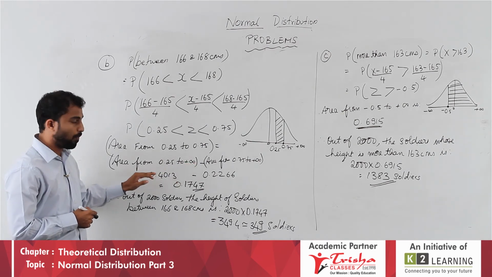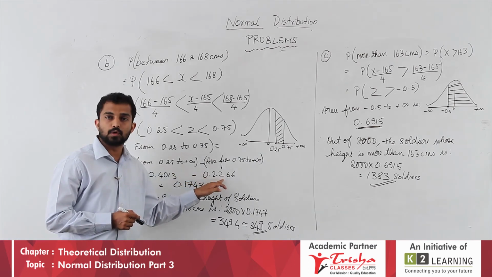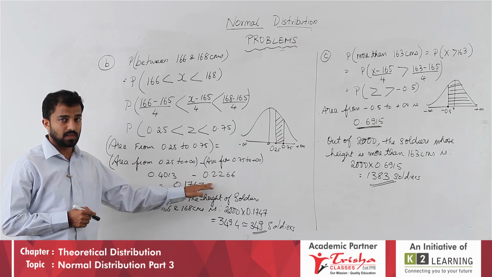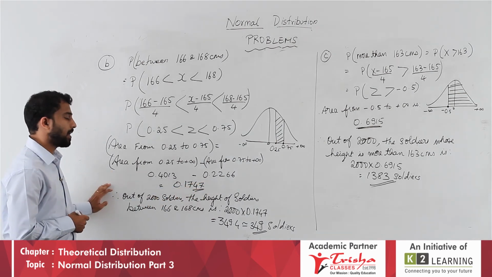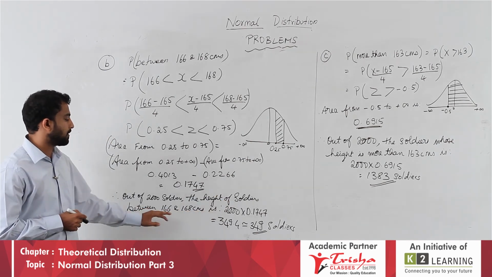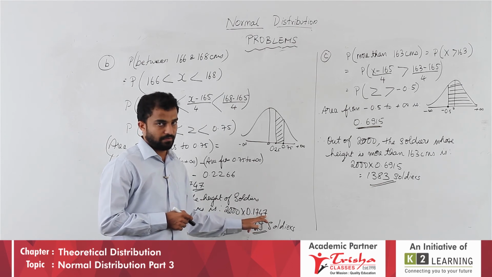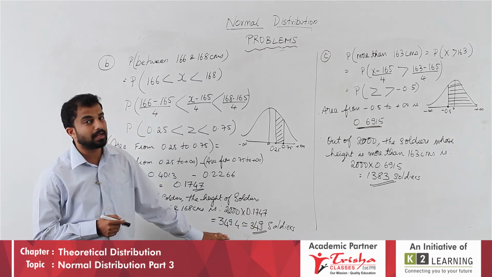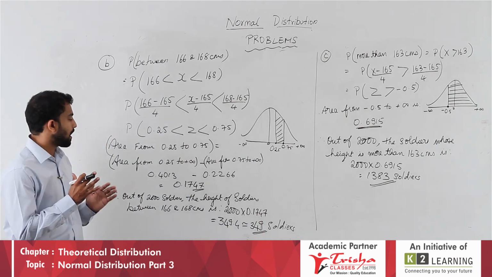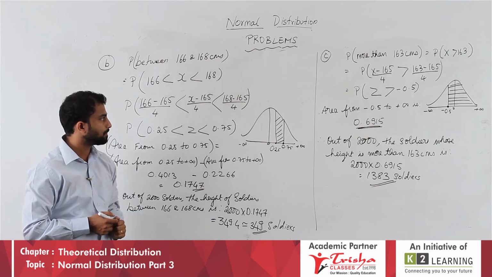Check in your normal distribution table, students. 0.25 to plus infinity. Hopefully you have got 0.4013 minus 0.2266. When you minus it, you get 0.1747. This is not the final answer. Don't forget to write the conclusion. Therefore, out of 2000 soldiers, the height of soldiers between 166 and 168 centimeters is 2000 into 0.1747, which is 349.4, and approximately 349 soldiers are there whose height comes between 166 and 168 centimeters.